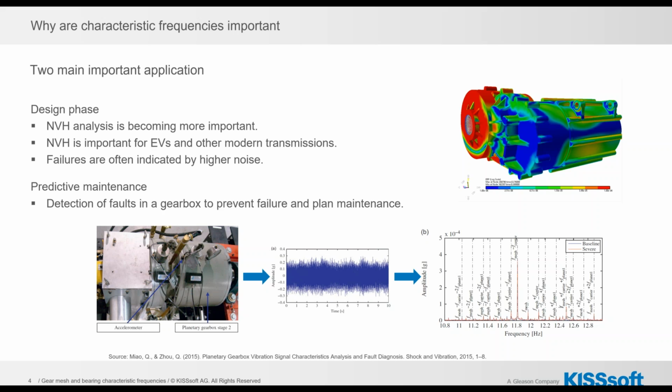The other important topic where the characteristic frequencies become very important is when we already have an operational gearbox and we have some oscilloscopes or some other devices to capture the signals, and from these signals, with certain analysis, we can get the amplitude frequency spectrum, and there we can see the characteristic frequencies. So these characteristic frequencies are very important in predictive maintenance, and with predictive maintenance we can prevent catastrophic failure. This topic is important mostly in industrial gearboxes and also wind turbines and so on.